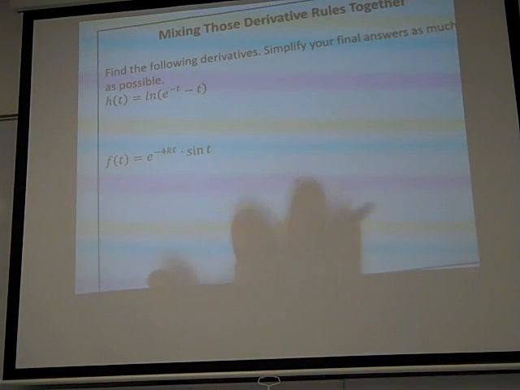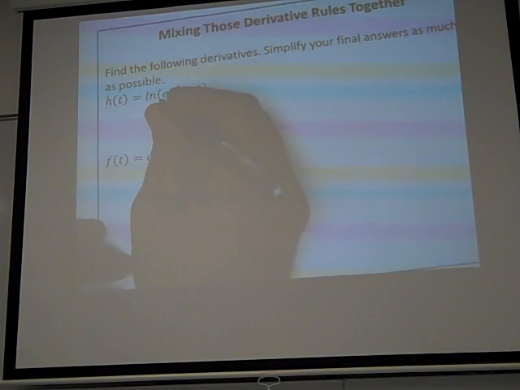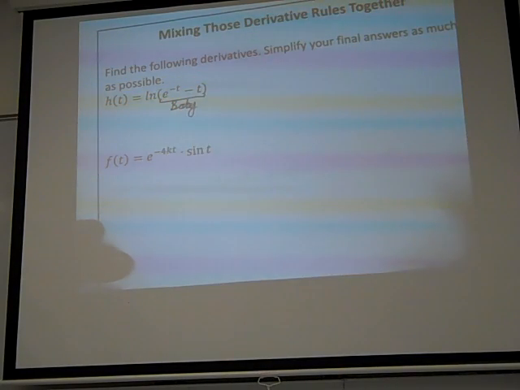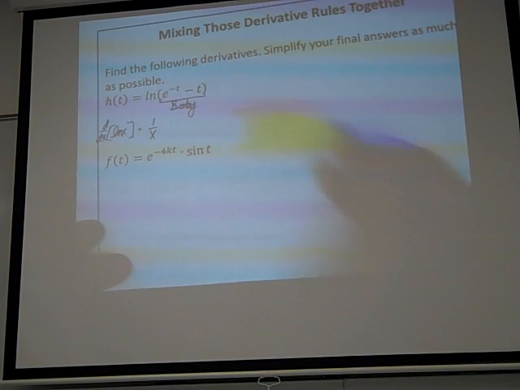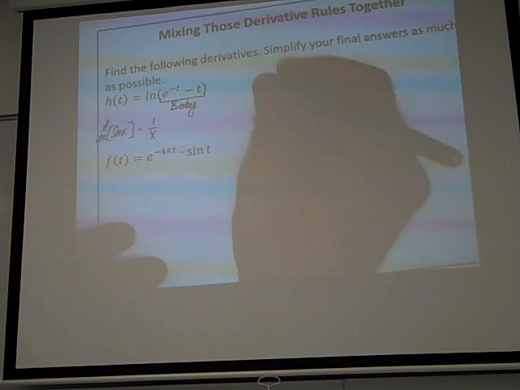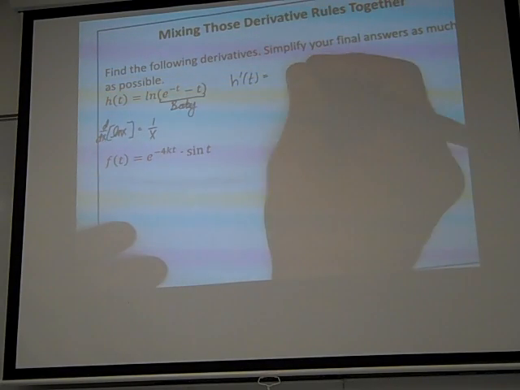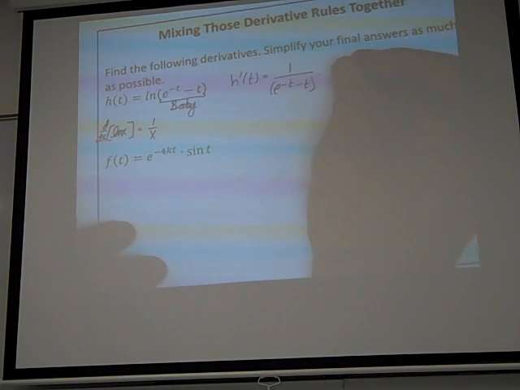All right. Still more derivatives. H of t is the natural log of e to the negative t minus t. Natural log. I see it. There's my baby. The way we take the derivative of the natural log of just plain old x is 1 over x. So if I'm going to take the derivative of the natural log of a baby, it's going to be 1 over the baby times the derivative of the baby.